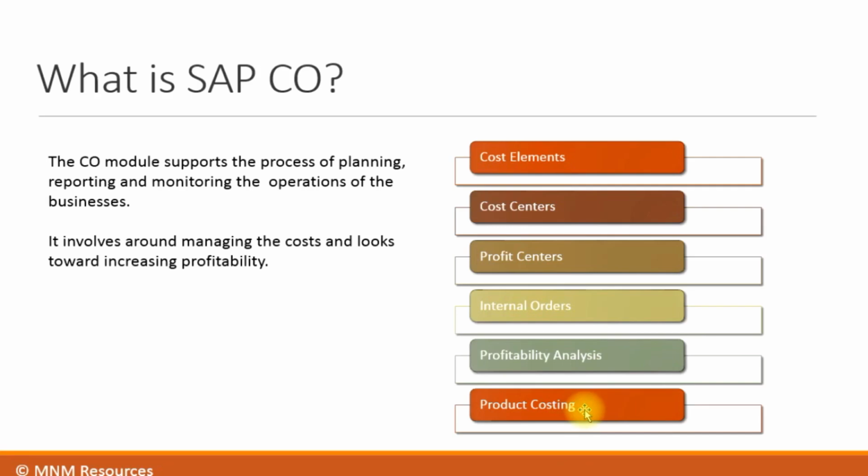Product costing deals with analyzing the cost to produce your items. So this will help you to manage the cost of your production. By minimizing the cost or optimizing the efficiency of the processes, you can analyze the cost, put a plan value, put a budgeting value, and see how much your variation is between the costs. Overall, the CO module deals with managing the costs and increasing your profitability. And all these components aid in that process.